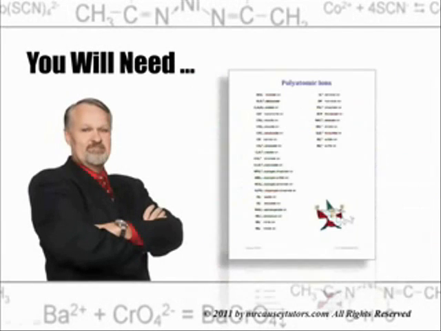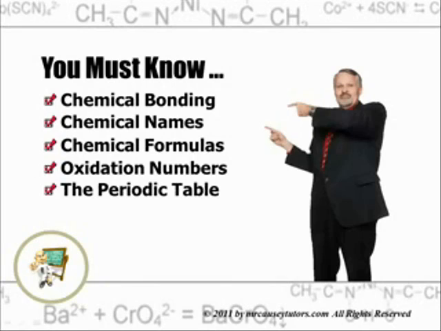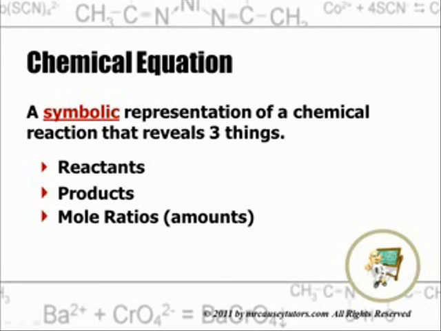All excited about that. In this lesson: chemical equations, equation symbols, and writing equations. Now this is a very important skill. Pay attention. Be sure you have all the necessary things. You need a periodic table. You need your polyatomic ions list. Now if you have all these things memorized, that's great. And you must know chemical bonding, chemical names, chemical formulas, oxidation numbers, and the periodic table, or how to use the periodic table. Very important that we get this information down.